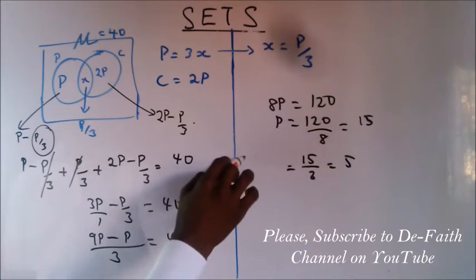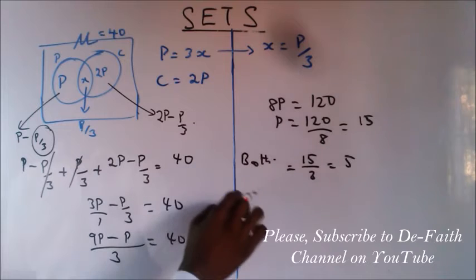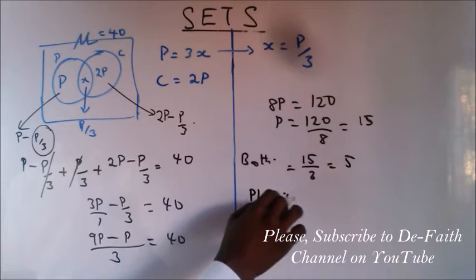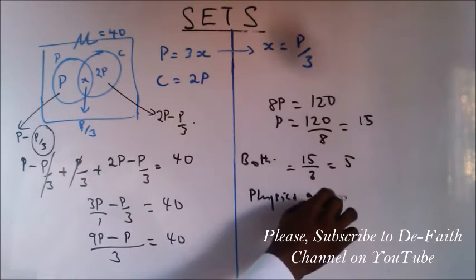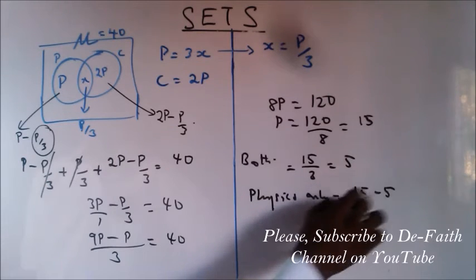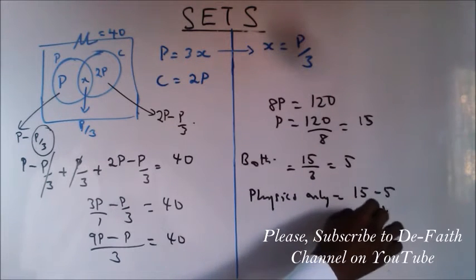So this is those that offer both. And so to get physics only, that will be 15 minus 5, and that is 10 students.